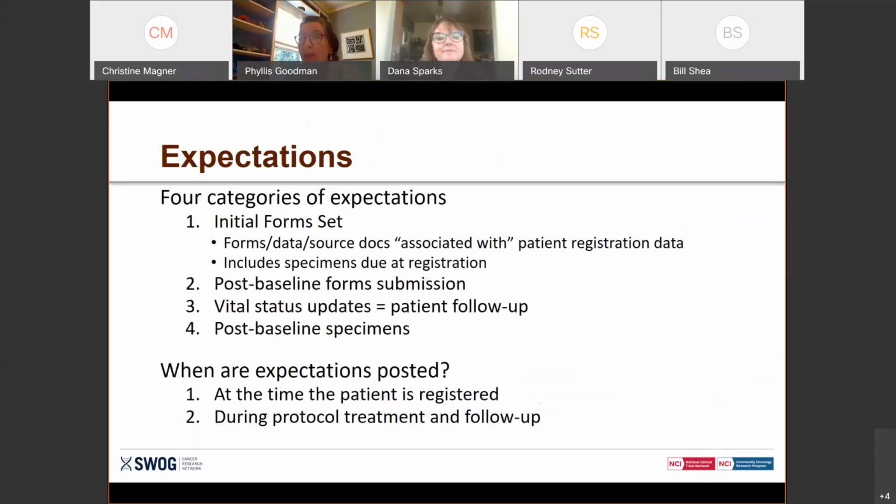The four categories of expectations are the initial form set, which is anything associated with the patient registration data, including those used to assess eligibility and the specimens that are due at registration. The next is post-baseline forms, then vital status updates, also known as patient follow-up, and post-baseline specimens. And expectations can be posted in two different ways: at the time the patient's registered and during treatment and follow-up. Next slide.